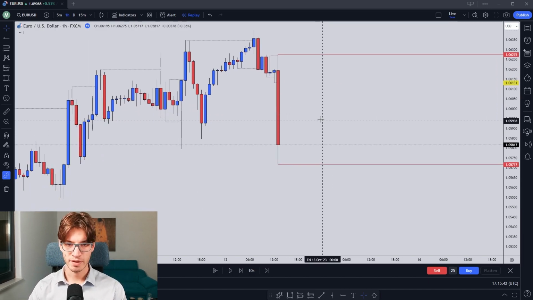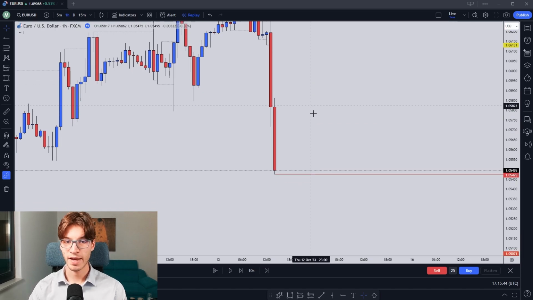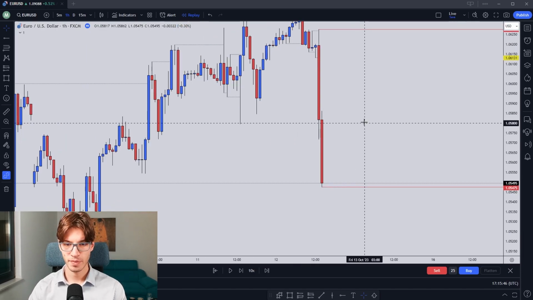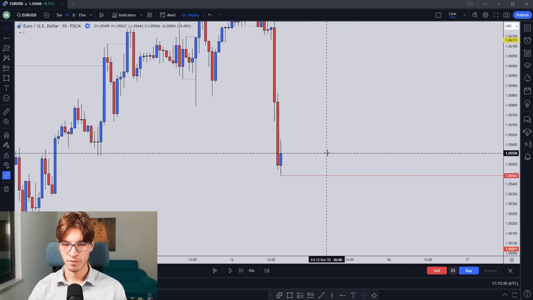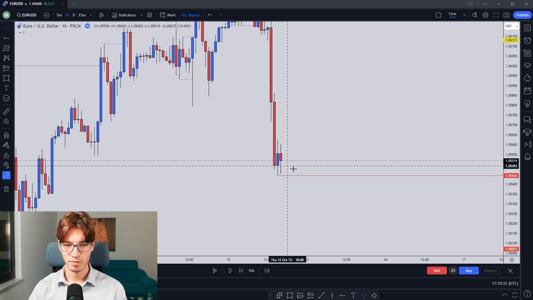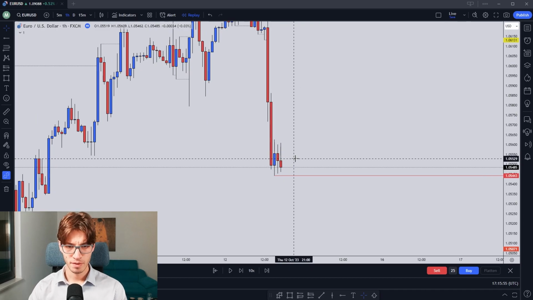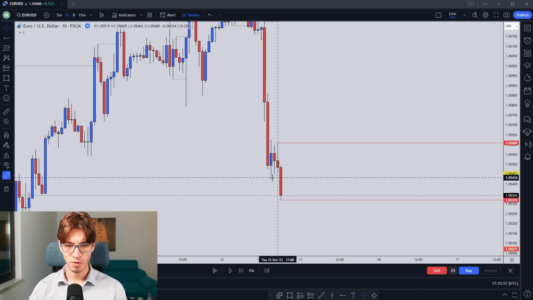Now we have a bit of momentum. Let's see if the momentum continues. It has. This is looking very nice. Continuing even more. I'm looking for a trade here, 100% looking for a sell setup. Small pullback. Break of the low. Nice push.